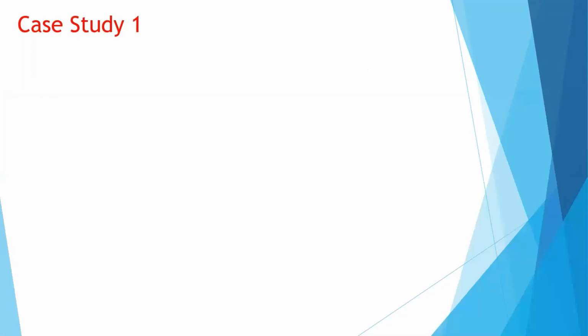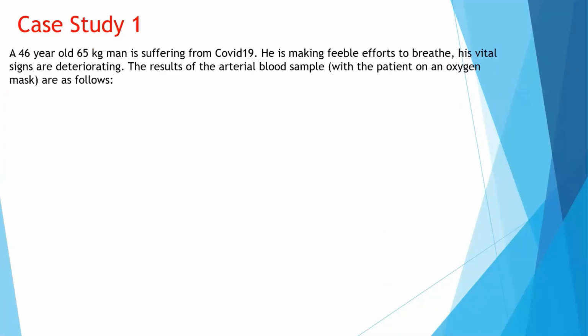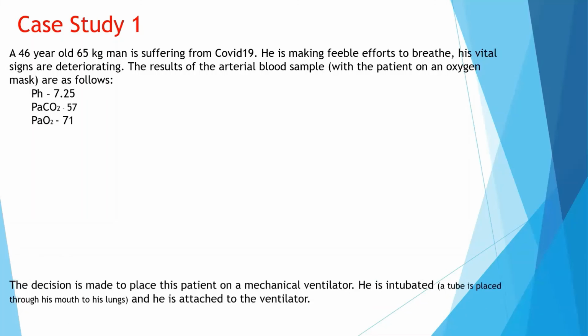There are two case studies that we will go through that illustrate some of the points that have been discussed in this PowerPoint presentation. So case study 1. This is a 46-year-old, 65-kilo man who is suffering from COVID-19. He is making feeble efforts to breathe. His vital signs are deteriorating. The results of the arterial blood sample with the patient on an oxygen mask are as follows. The pH is 7.25, the PaCO2 is 57, the PaO2 is 71.